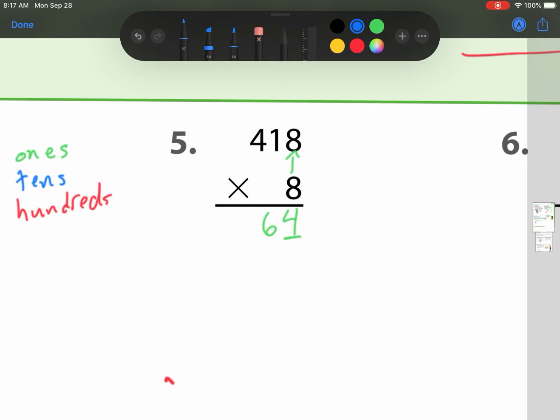Next one, I go to my tens place value. So I'm going to write in my tens. 8 times 1 is 8. And then add that 0 to move it over to that tens place value.